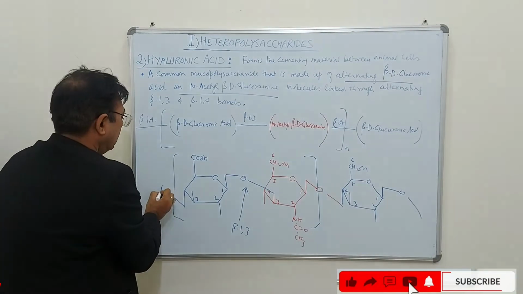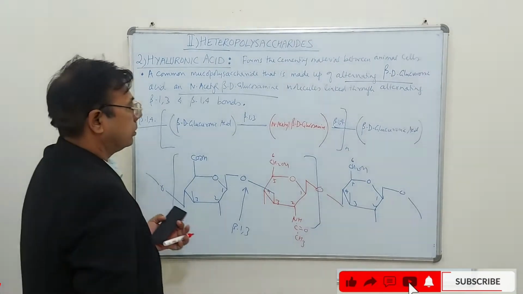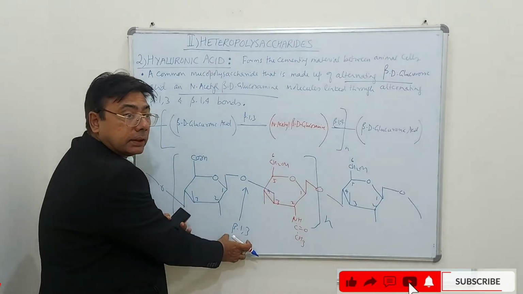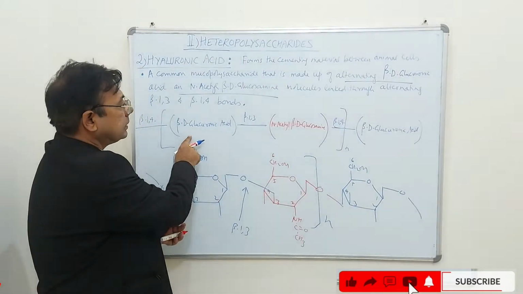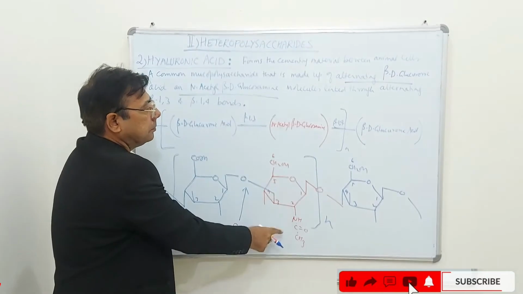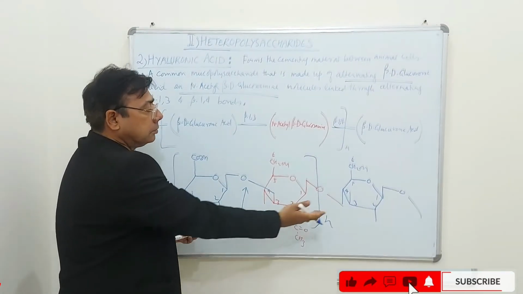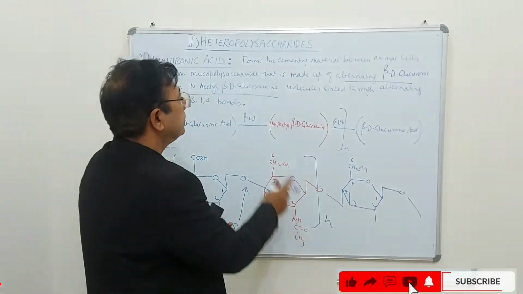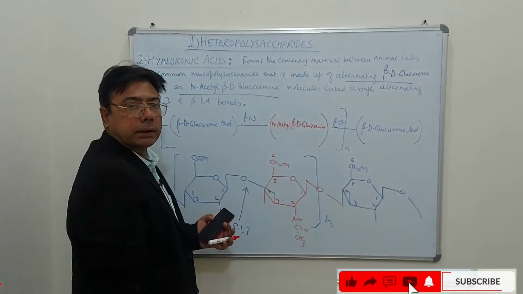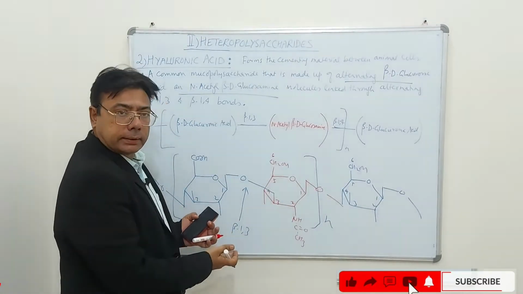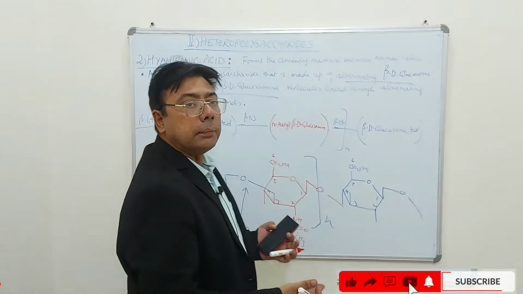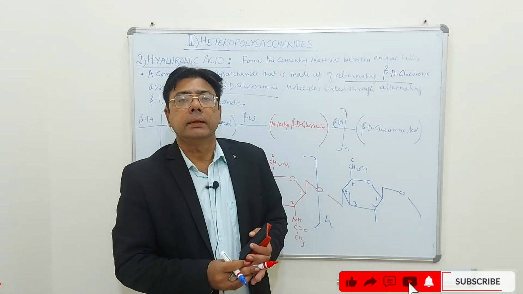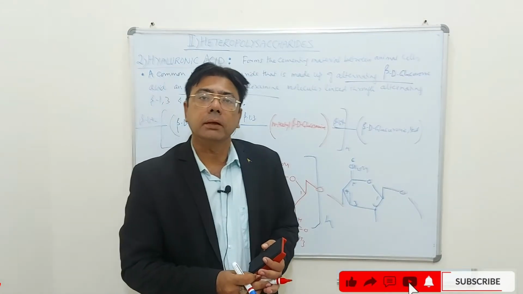This bond again will be a 1,4 bond. So you see that this is a beta-1,3 linkage between beta-D-glucuronic acid and N-acetyl beta-D-glucosamine. And when you go on making these molecules in alternating fashion with alternating beta-1,3 and beta-1,4 linkages, what you get is hyaluronic acid.